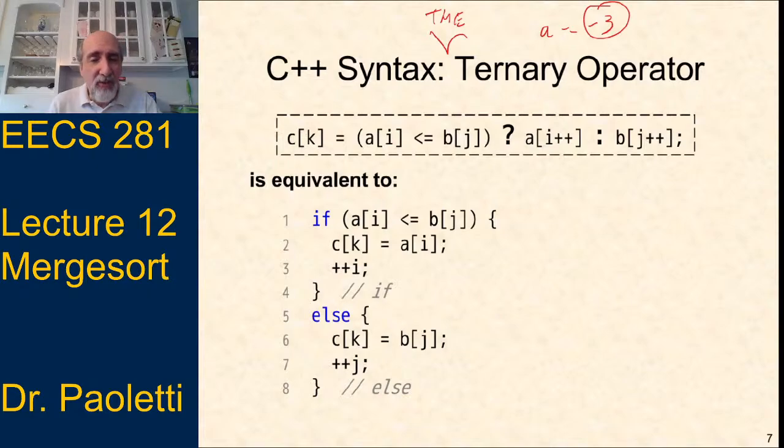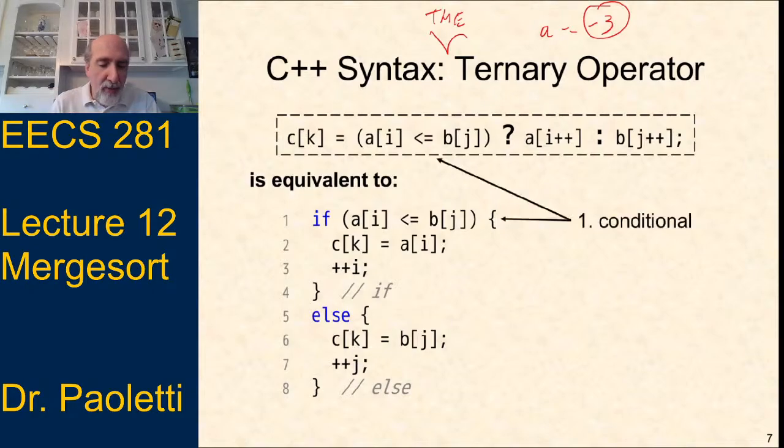And some places the ternary expression is so short it's used because it makes these 6 lines of code fit into 1. There are some places where you can't do without it. And I'll show you one in a second after we understand it. So what this is saying is, if a sub i is less than or equal to b sub j, set c sub k equal to a sub i, and then increment i. Otherwise, set c sub k equal to b sub j, and then increment j.